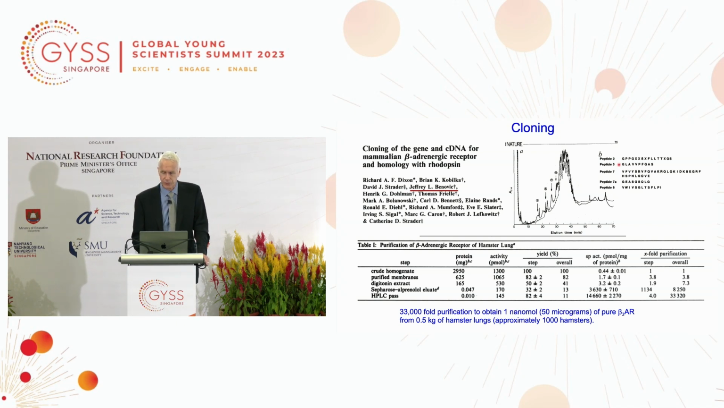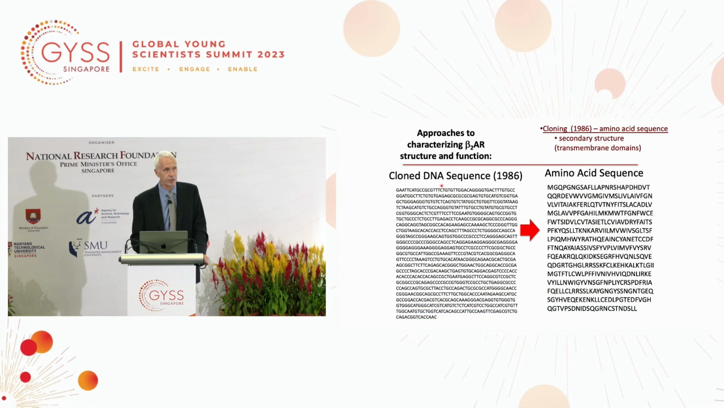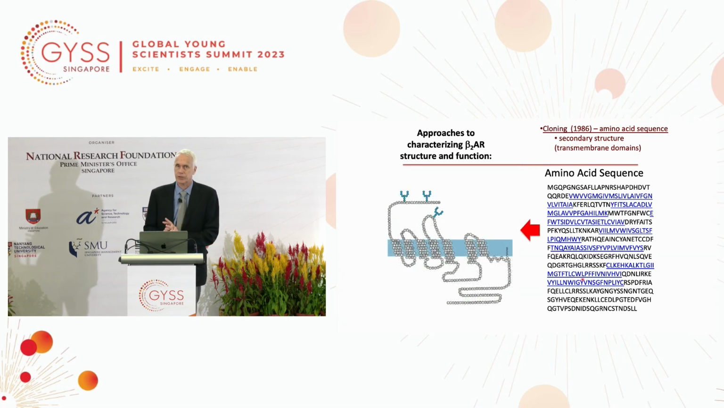And then he chewed that protein up with a protease, isolated the peptides. And from the peptide sequence, we could guess what the DNA sequence would be that encoded that peptide. And that DNA sequence was used to clone the gene for the beta-2 adrenergic receptor. So now we have an uninterrupted coding sequence for the receptor. We can translate it and get the amino acid sequence. And then we could detect from the amino acid sequence that it contained 7 hydrophobic sequences suggesting 7 membrane spanning domains. And this was our first clue as to what these receptors look like.